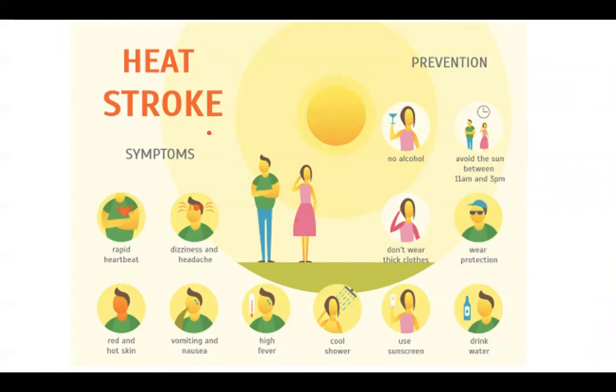Heat stroke takes place only when the sweat is not taking heat from your body, but taking the heat from the atmospheric air and changing into water vapor. So that will increase your body temperature. So these are the various ways in which we can prevent heat stroke from taking place.